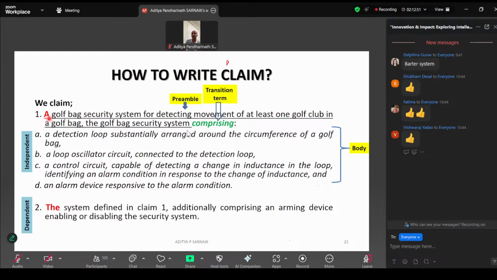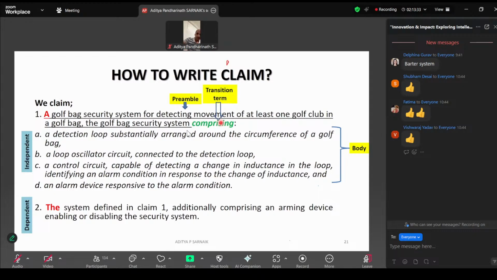In the first claim we say a golf bag security system for detecting. So this is a kind of preamble. Preamble means a preview, or what we call prastavna. So when I say a golf bag security system, and then I write multiple things about it, comprising, this is the transition term. When I say comprising of, it is a close-ended term. When I say an invention is comprised of A, B, C, D, that means it has only A, B, C, D. It doesn't have anything else.